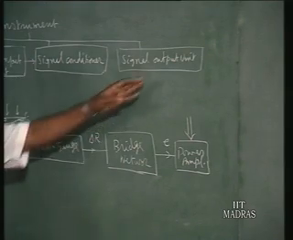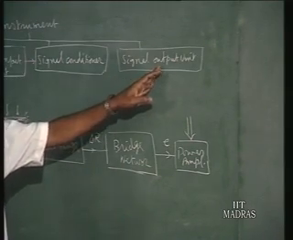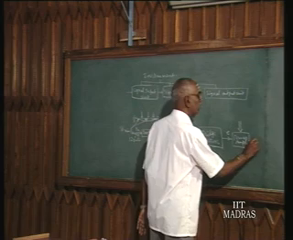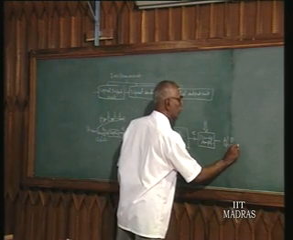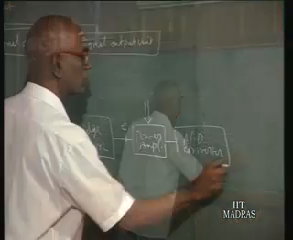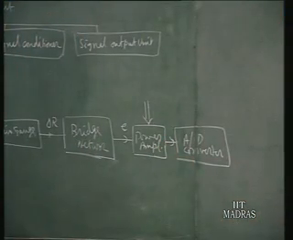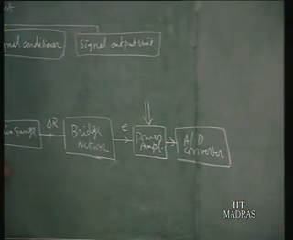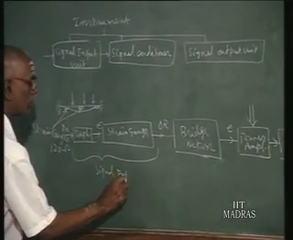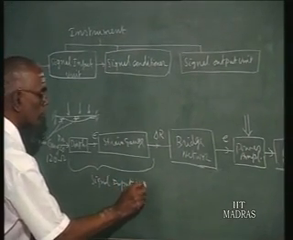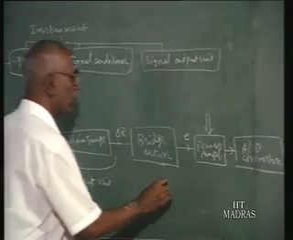Probably if the signal output unit is a digital unit, then we have to go for the AD converter. All these things are signal conditioners. Now this is your signal input unit, and this may be signal conditioners.